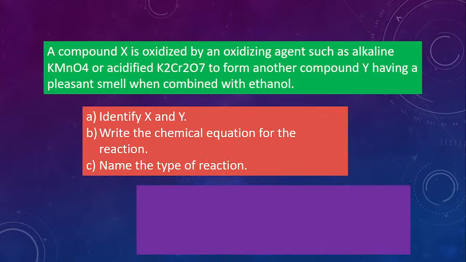Okay, let's do the next one. A compound X is oxidized by an oxidizing agent such as alkaline KMnO4 or acidified potassium dichromate, K2Cr2O7, to form another compound Y having a pleasant smell when combined with ethanol. These are the questions you should know for board exams. From now on, these questions are very common. So listen very carefully.